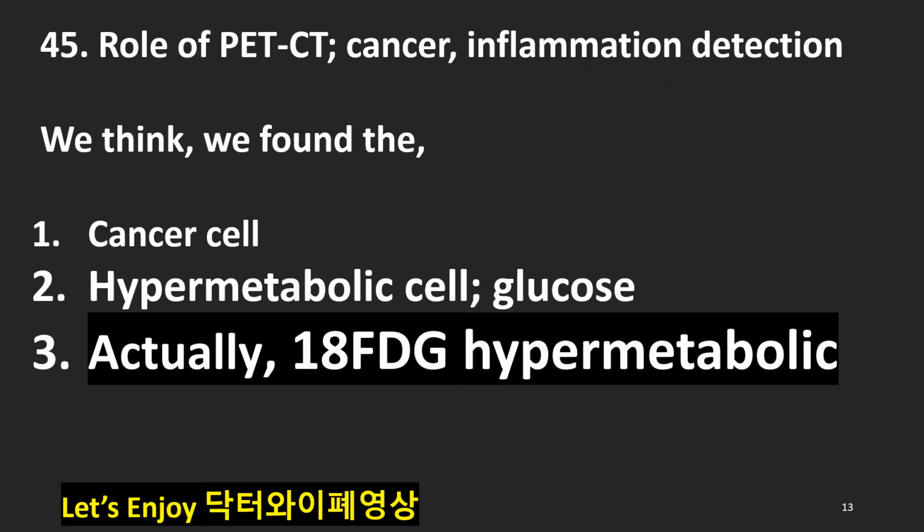The actual role of the PET-CT: cancer detection? Not always. Inflammation detection is actually also included. We think we found the cancer cell when we see the hot uptake. Nope. Actually, it is the hypermetabolic cell of glucose metabolism, and more accurately, 18-FDG hypermetabolic cell. That is the cancer and also the inflammation cells.